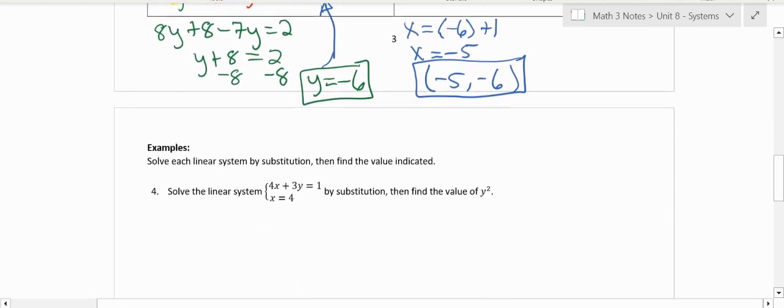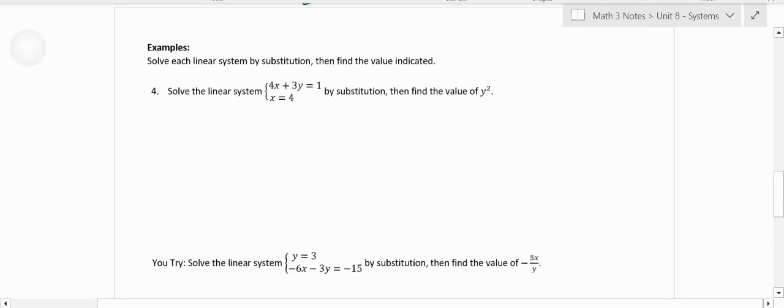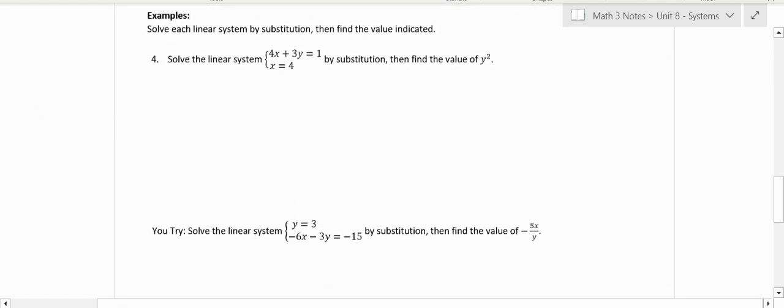The next example we have has a little bit more like what you would see on an SAT, right? So it's still doing substitution. It's just asking for something else at the end. It's just asking for simply y squared. So this might be one that you would see maybe even on a short response for an SAT because you're only putting in one value. And so this one's the same thing.